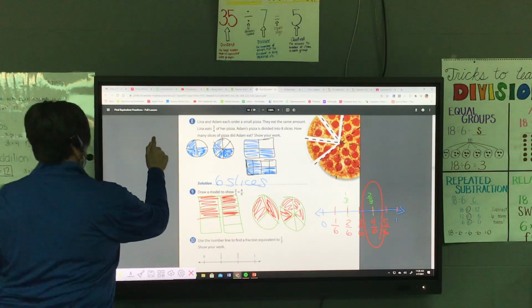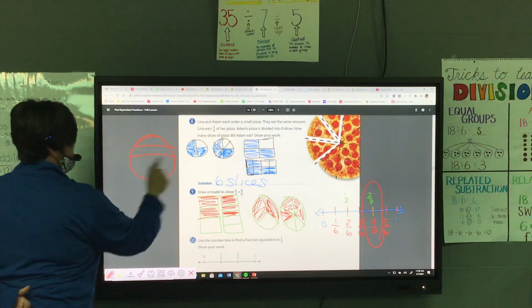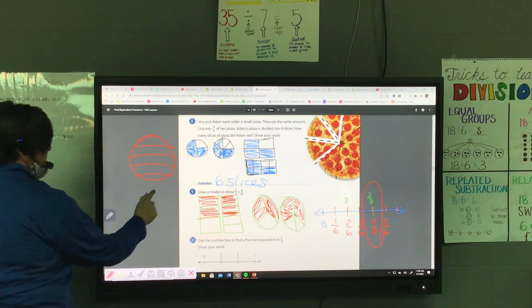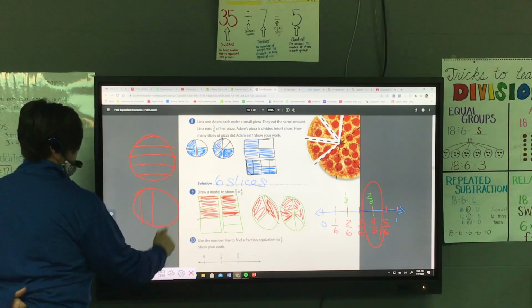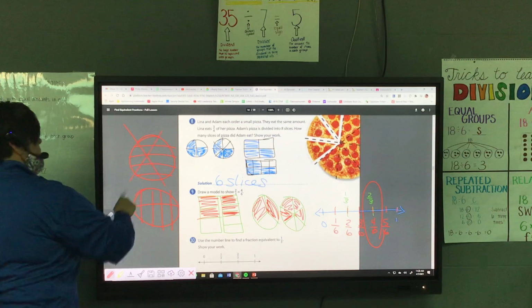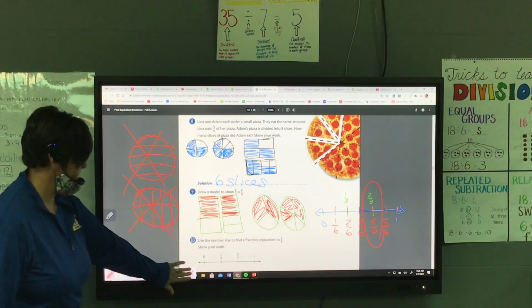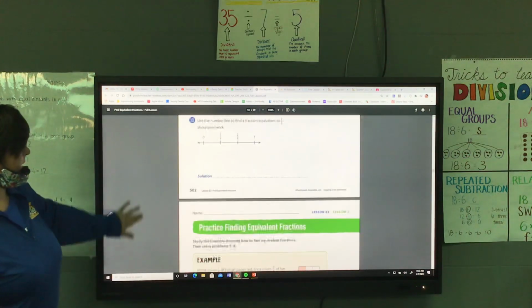The thing you have to remember is when you are dividing a circle, you can't do it like that or like that. Those are not equal pieces. No, no. Okay? All right.